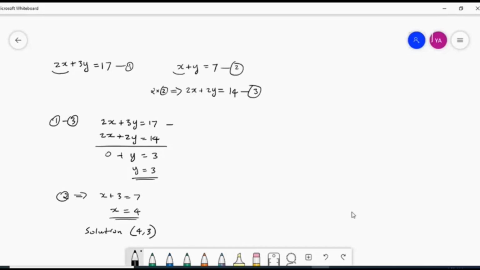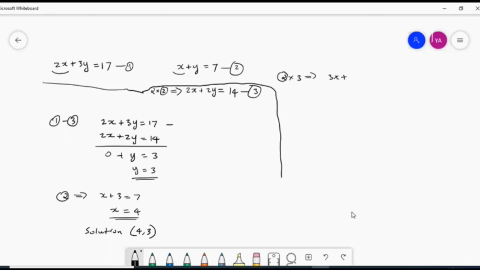And this is the method. What's the difference here? By default, the coefficients were not equal, but we made the coefficients equal. How? We multiplied equation number 2 by 2. Here there is another chance. We don't multiply with 2; suppose we multiply with 3. What will happen? Equation number 2 into 3, what will you get? A new equation.